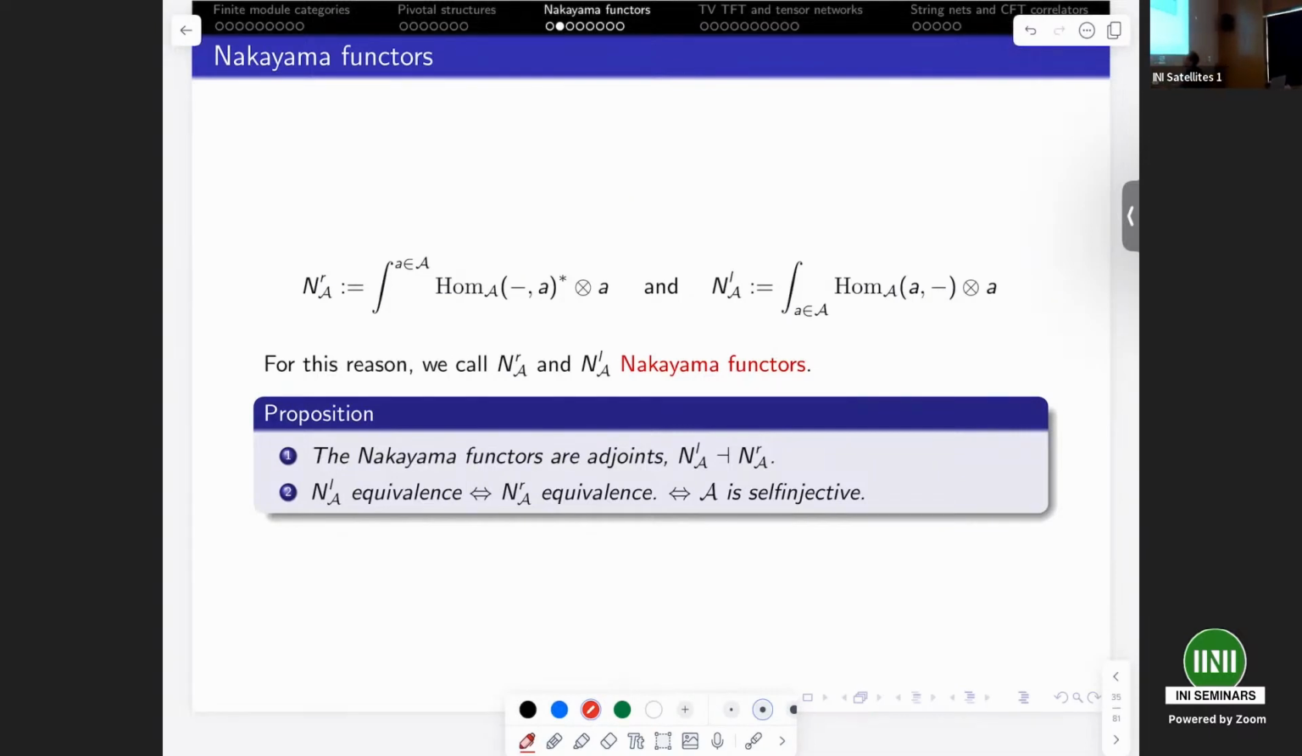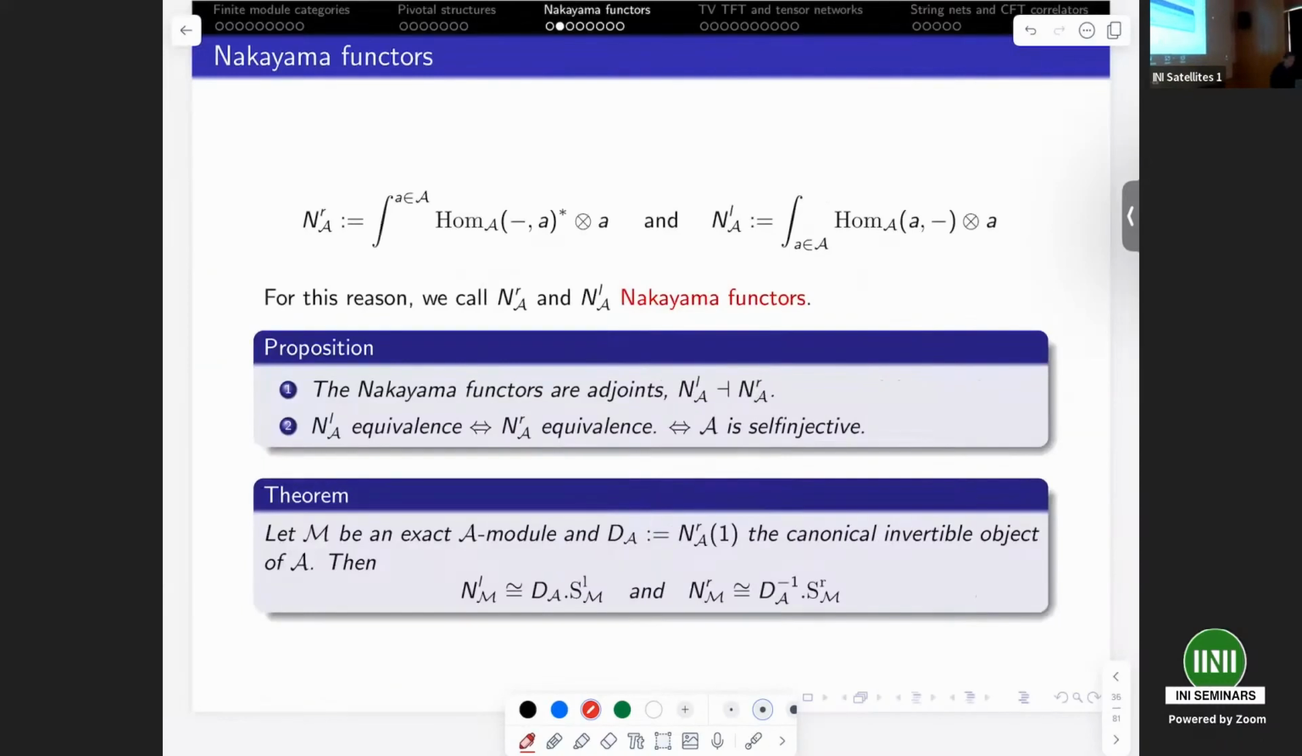You can prove that they are adjoints. If one is an equivalence, so is the other, and in this case, the category is self-injective. This sounds definitely familiar. So now the relation between this relative Serre functor, which we had here, and remember the relative Serre functor was comparing Hom and co-Hom. And the Nakayama functor is as follows.